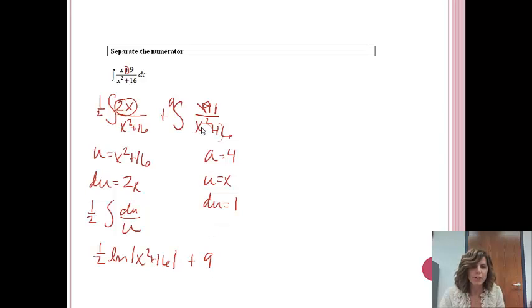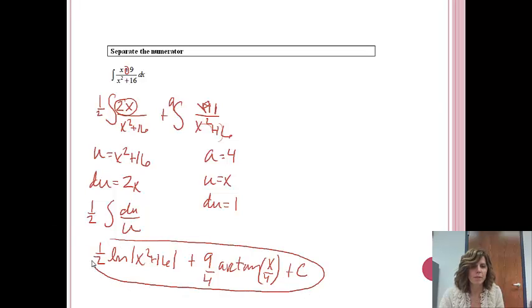I can't forget to bring my 9 along for the ride. And then from here, it's 1 over a, so it will be 9/4 arctan u over a, so x over 4, plus c. So this, in its entirety, would be my answer.